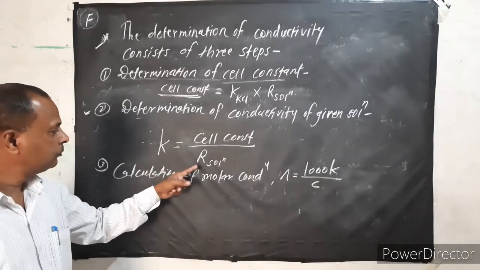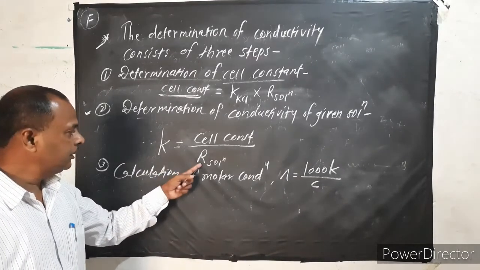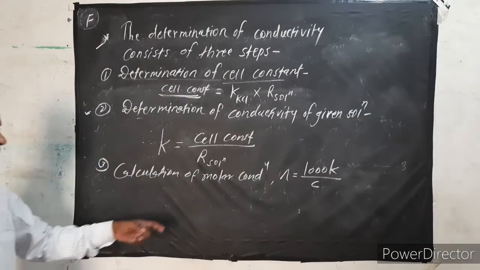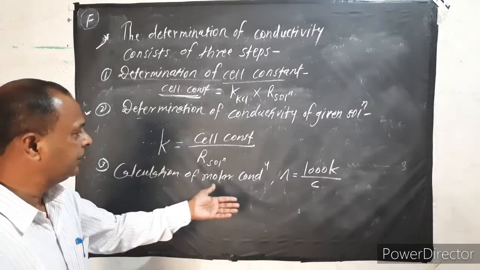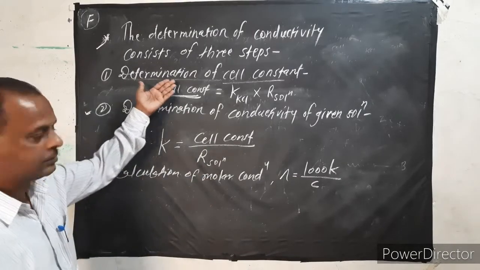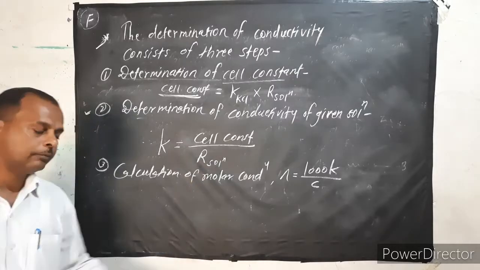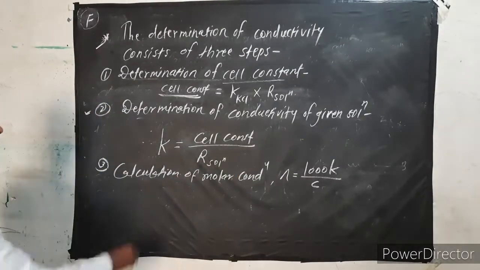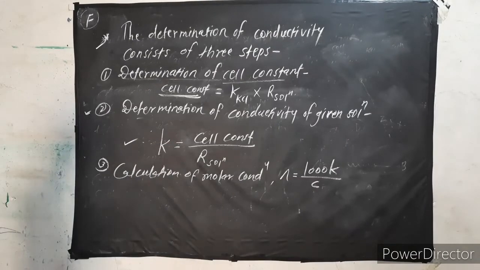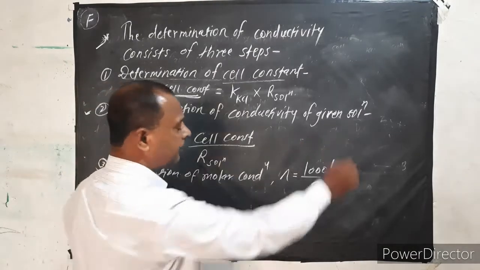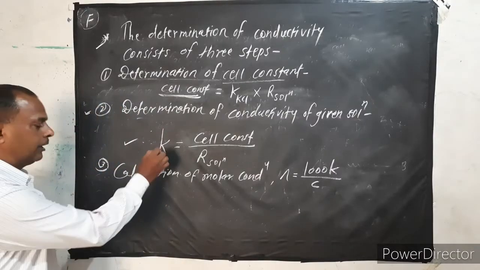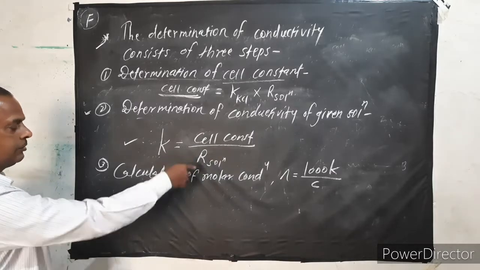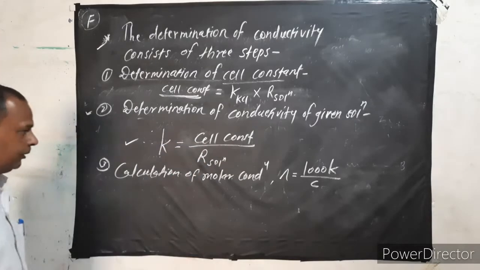But you have to determine the resistance of that solution. And how do you determine the resistance of any electrolytic solution? As in the first step, you can measure the resistance of the solution by using the Wheatstone bridge. This is the way to calculate the conductivity of any given electrolytic solution, using the equations or relations in these 3 points.